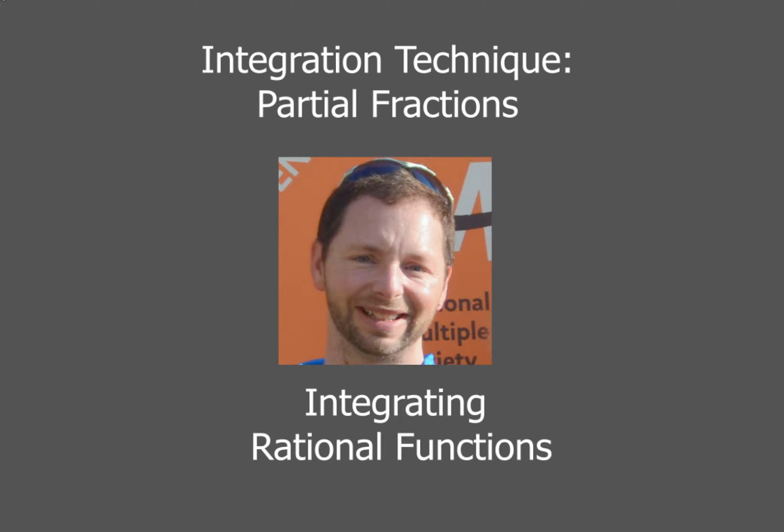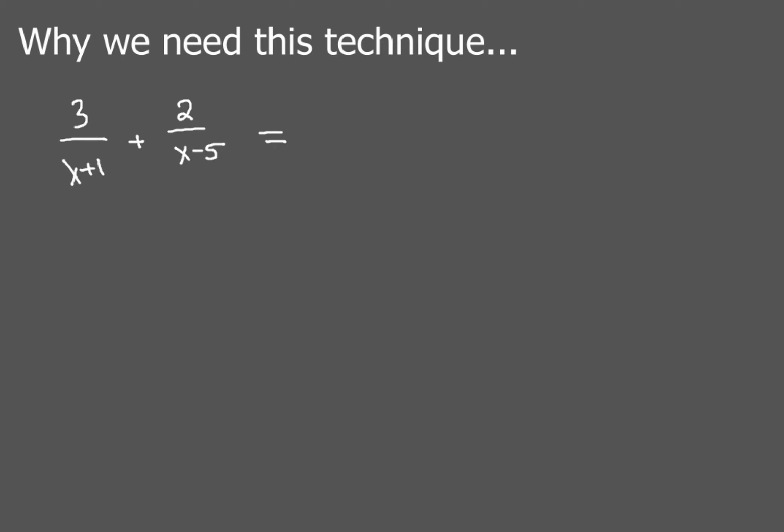Now, why do we need this type of technique? I mean, we already know how to integrate, so what's this all about? Well, let's journey back to the old days of algebra. Come with me as we add these two rational fractions, 3 over x plus 1 plus 2 over x minus 5. Now this is going to be pretty elementary for a calculus level student, but there was a time when you actually struggled with this, maybe even for a brief moment.